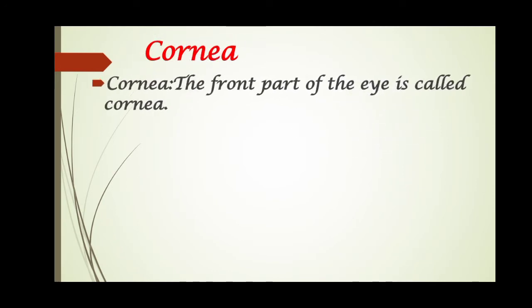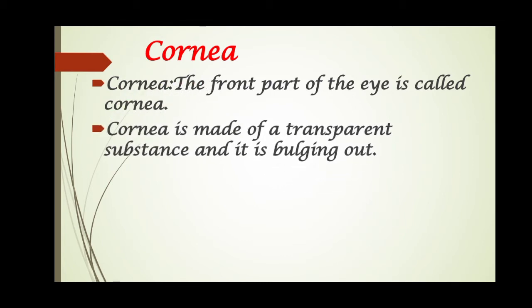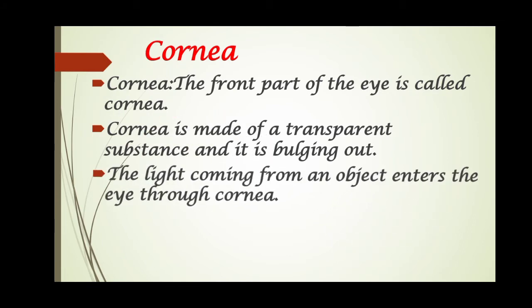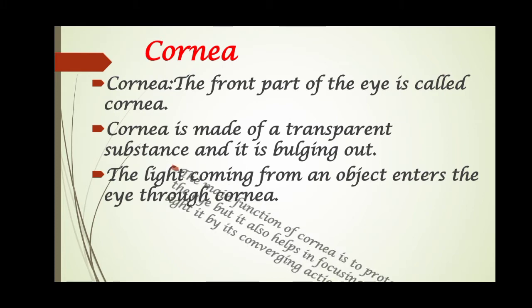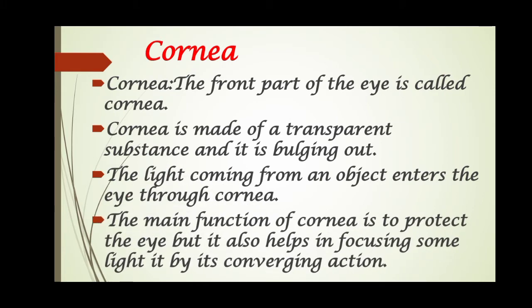Cornea. The front part of the eye is called cornea. Cornea is made of a transparent substance and it is bulging out. The light coming from an object enters the eye through cornea. The main function of cornea is to protect the eye, but it also helps in focusing some light by its converging action.